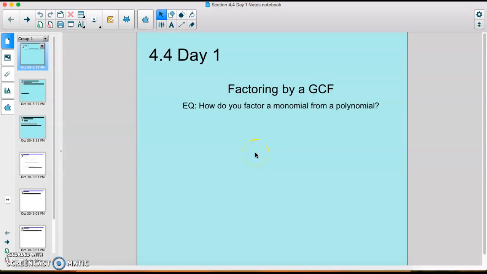All right. Welcome to 4.4, day 1. This is going to be split into 3 days. We're factoring by GCF, which stands for greatest common factor. And so our essential question, how do you factor a monomial from a polynomial?